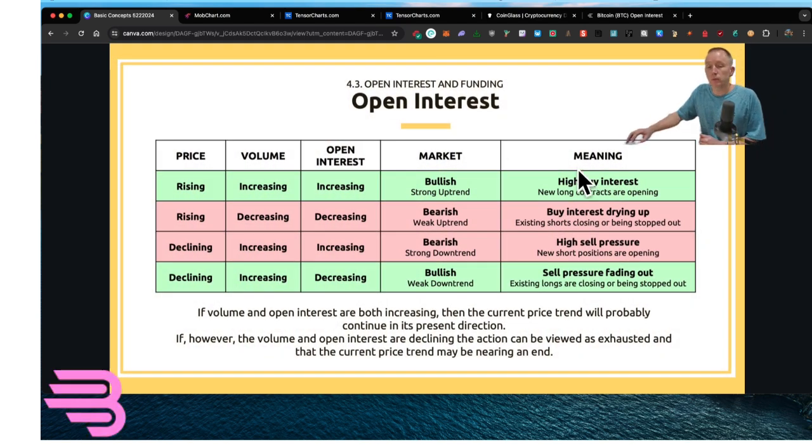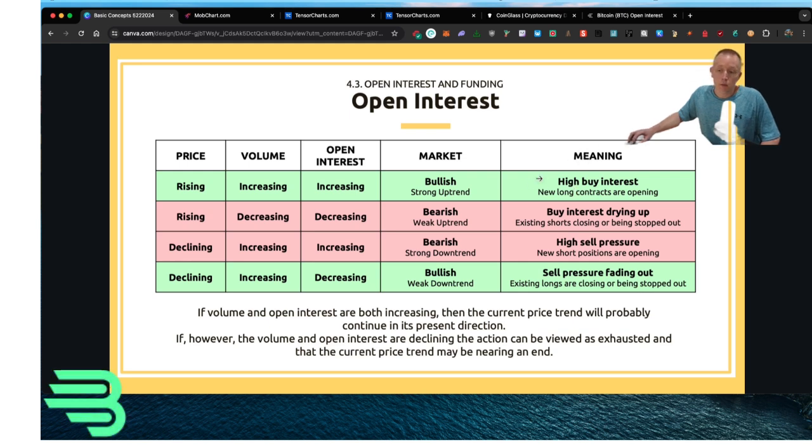So here's a table we can use, or if you want to screenshot this or even save it for later, there's a PDF. I'll make sure to upload the PDF here as soon as we're done. So here's the easy way to think about it, right? Like I was talking about, prices are rising, and we have volume increasing, as well as open interest increasing. The market is currently bullish in a strong uptrend.